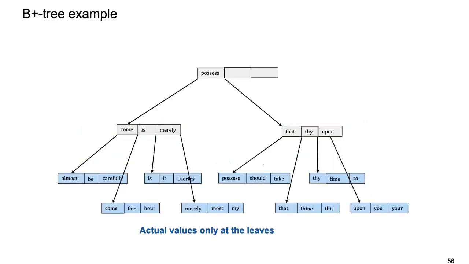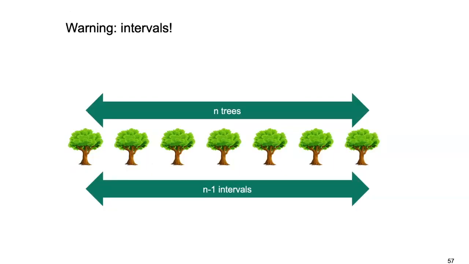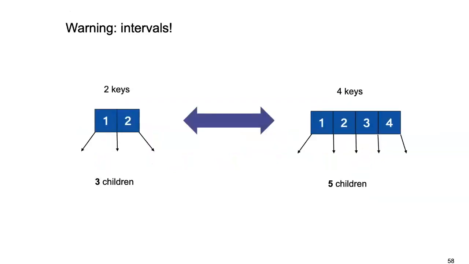Now, a word of caution: if I give you n trees, for example 7 trees, how many intervals between trees are there? If there are 7 trees, there are only 6 intervals. If I give you n trees, there are n minus 1 intervals. So if I tell you that a node that is not a leaf has 3 children, it means that it has 2 keys. That's the number of intervals. If a node has 5 children, then it has 4 keys, 4 values. Okay, who is following? So if I tell you that you can have between 3 and 5 children, it also means you can have between 2 and 4 keys.